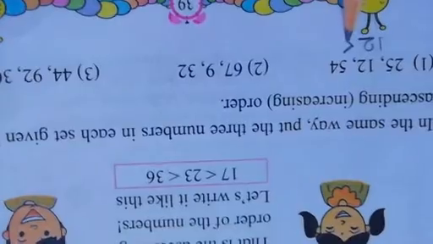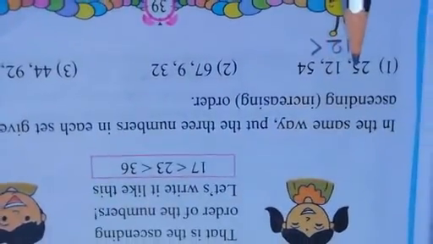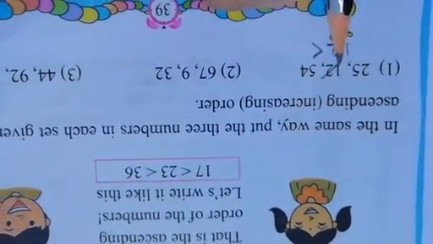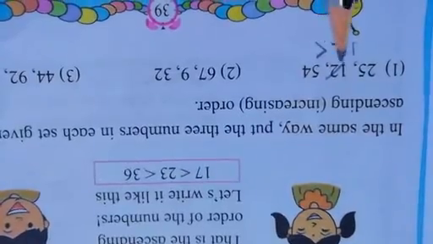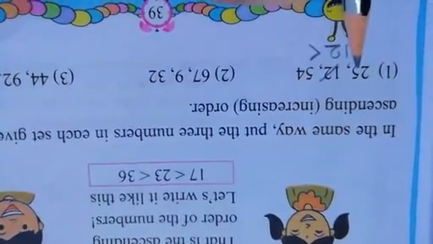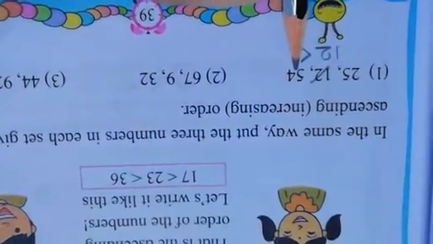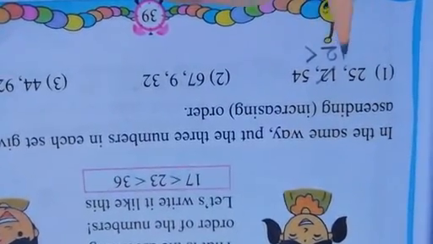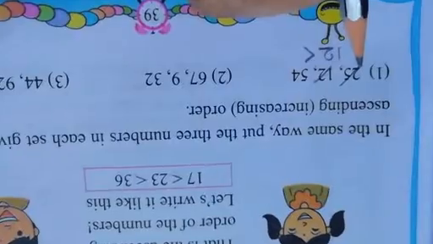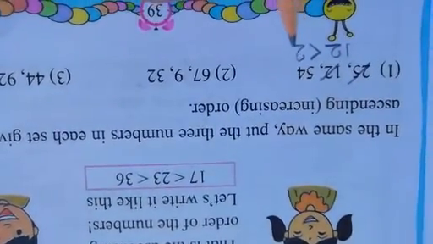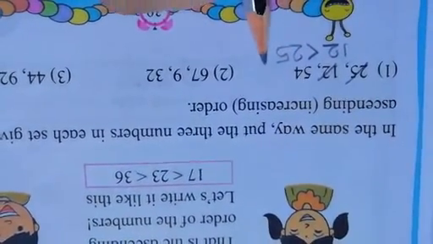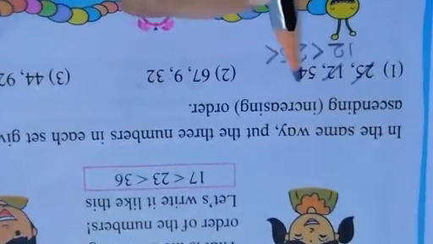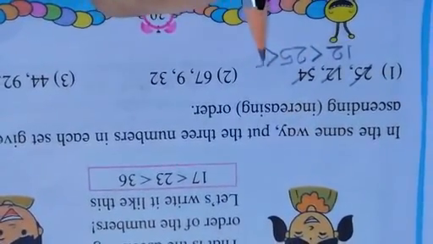Then 12 less than. Cut down 12 and write it down. Now 12 is smaller. Which numbers remain? 25 and 54. From 25 and 54, which number is less? 25. So cut down 25 and write it here. Then 25 less than again. Which number is left? 54. So write down 54 here.